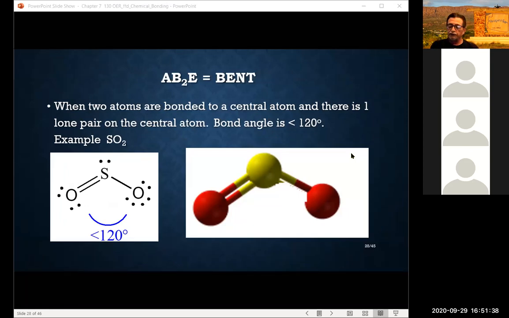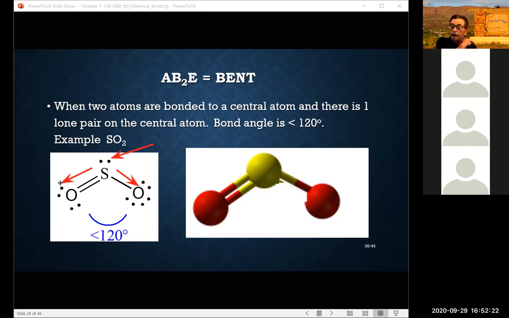Now here we have the AB2E, bent. Unlike carbon dioxide that was linear, sulfur dioxide is bent. And sulfur, being in a different group, brings in an extra pair of electrons. And again, we put a lone pair on the central atom right there, which is sulfur. Now we do have a pole here. Excuse me, let me restate that. The electronegativity of oxygen is greater than that of sulfur, okay?